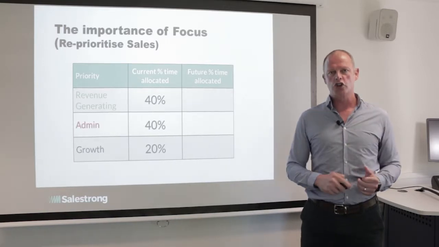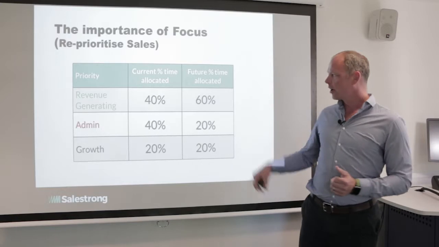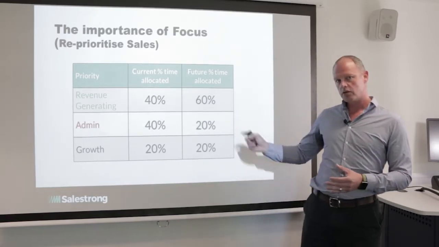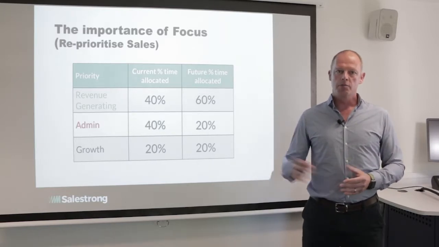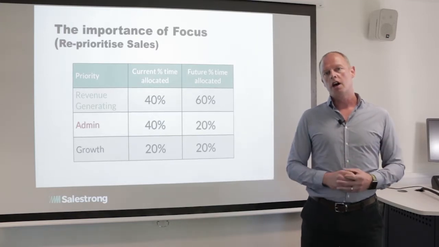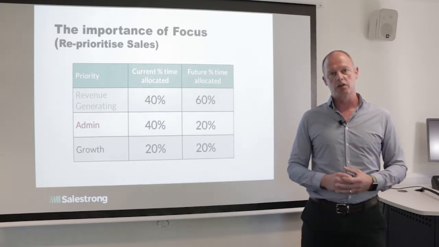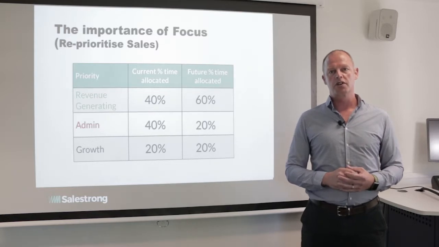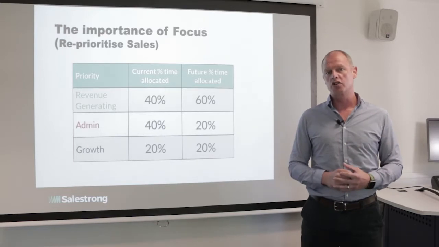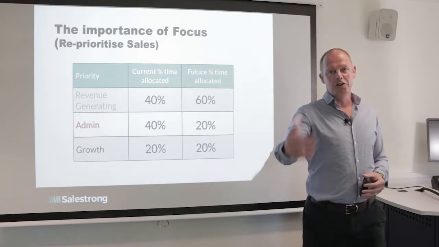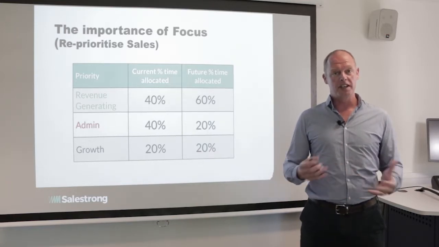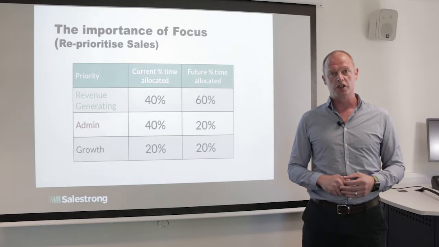Now imagine if we consciously changed our calendar so that we were able to spend maybe 60% of our time generating revenue, and we've still got 20% of our time generating growth, but we've reduced our admin down to 20%. Now it won't have escaped you, either as salespeople or as sales managers who are looking to improve the performance of your sales team, that that represents a 50% increase in the amount of time that you're focused on generating revenue. And if that follows through to a 50% increase in sales results, then we'd all be happy, both as individual salespeople and as sales leaders in an organization.